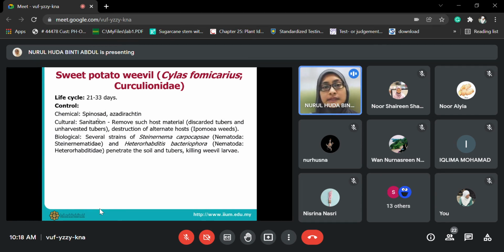Okay, alternate host, since sweet potato is actually Ipomoea, keluarga Ipomoea, which is species Ipomoea batatas. Okay, so any Ipomoea weed, termasuklah your kangkung, okay, Ipomoea aquatica, okay, can become the alternate host for this weevil. Okay, so Ipomoea weed meaning all the plant that fall under this genus lah.